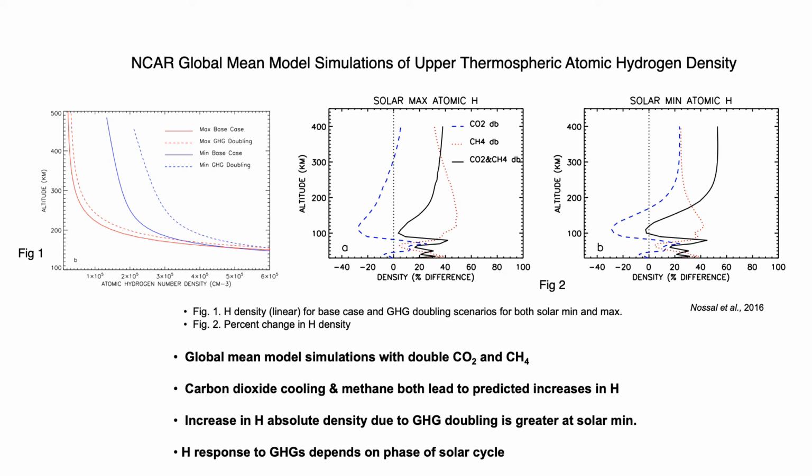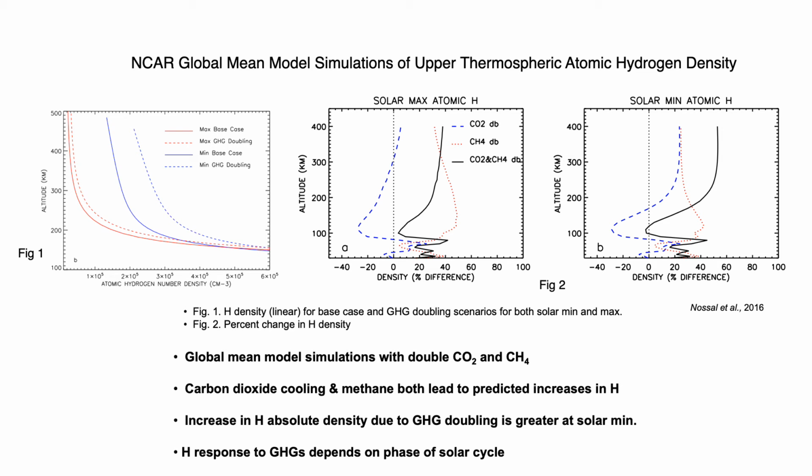These were done with the global mean model from NCAR. So that is a one-dimensional model in the middle and upper atmosphere, a one-dimensional model of the time GCM. The leftmost plot shows simulations whereby we looked at both solar maximum and minimum conditions. The minimum are represented in blue, and the dotted curves represent a doubling of greenhouse gases, methane and carbon dioxide. Now, this doubling scenario is just a simulation, not historical values.